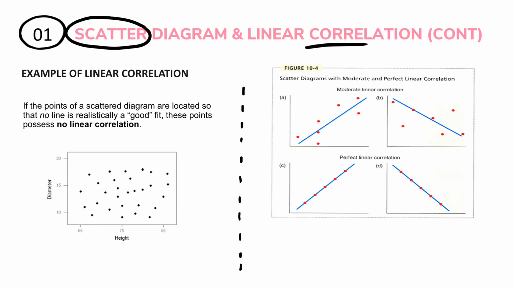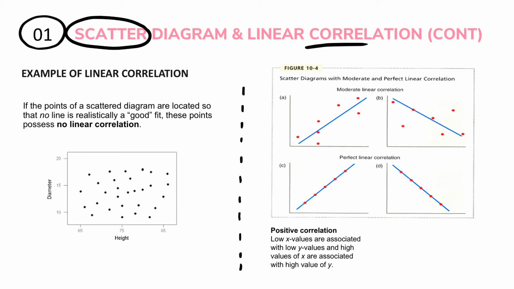Now let's have a look at these four examples labeled as A to D. Let's focus on A and C first. Both diagrams of A and C show a proportional trend, or also known as positive correlation. But the difference between A and C is that some of the points of graph A are a bit far from the line, whereas in graph C, you can see that all the points lie perfectly on the line, indicating that the correlation of graph C is a perfect linear. Whereas for A, we can conclude that the correlation is a moderate linear.